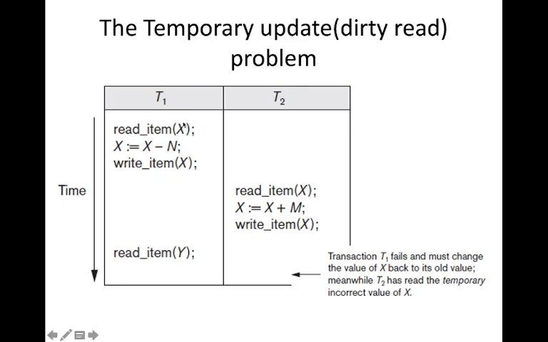So what happens is T2 is reading the temporary update that has been made, and it will be updating it and writing back to the disk. And if T1 fails, all these transactions should be made to the old value. So everything is a problem there. Okay. So this is known as temporary update or dirty read problem.